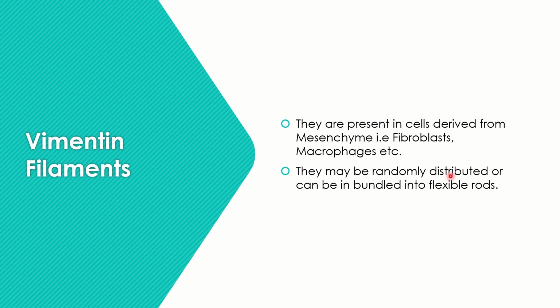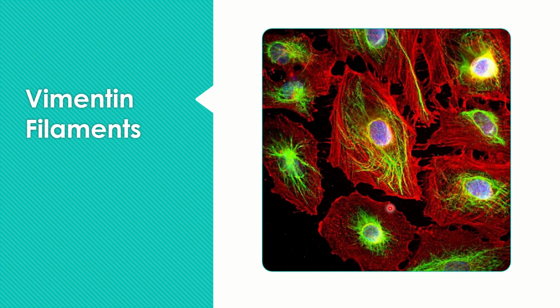Vimentin filaments are present in the cells derived from the mesenchyme. Now what is mesenchyme? Mesenchyme is the embryonic connective tissue. Okay, the cells derived from the mesenchyme are fibroblasts, macrophages, etc. And the vimentin filaments can be randomly distributed or they can be bundled into rods and other structures.